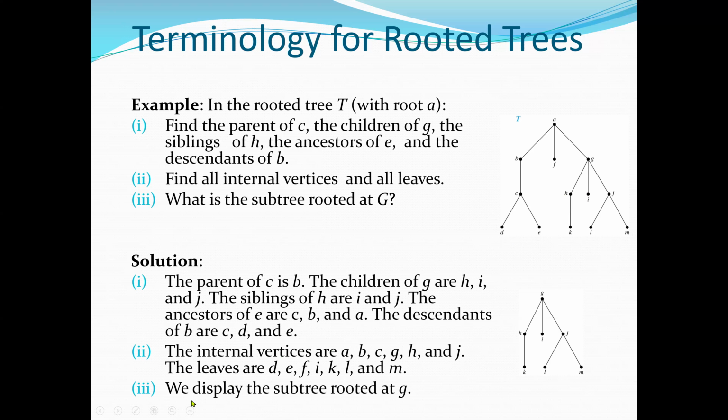Now we can also display the subtree rooted at G. They say we should display the subtree of the tree that is rooted at G. So G is right here. I'll use G as my root, and the rest of this can be, because they are all descendants of G, and that's what we have. Same thing, what is the subtree rooted at, let's say, B? Then it will be B, then C, then D, then E.